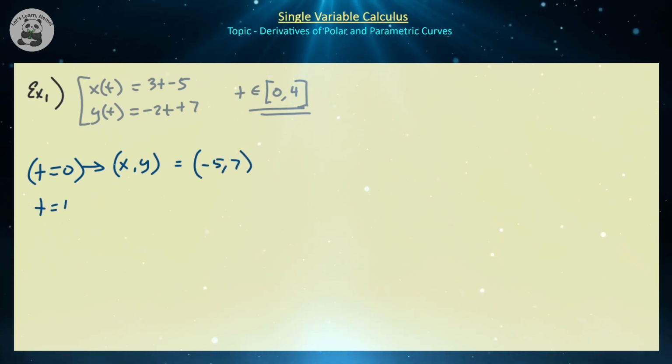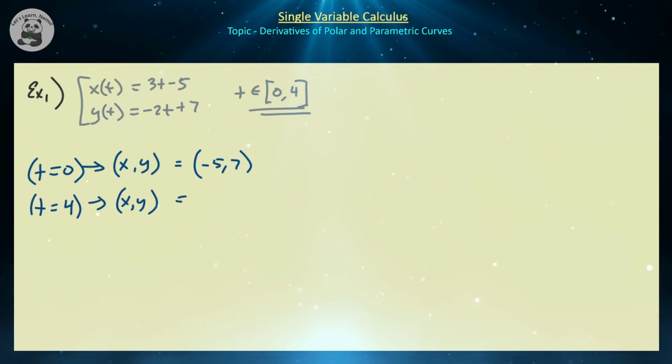And when t is equal to the other extreme of our parameter values, 4, x, y is going to be equal to 3 times 4, which is 12, minus 5 is 7. And then we're going to have negative 2 times 4, which is minus 8, plus 7 is going to be minus 1. So we're going from minus 5, 7, that's our initial point, and then we have 7, minus 1, that's going to be our terminal point.